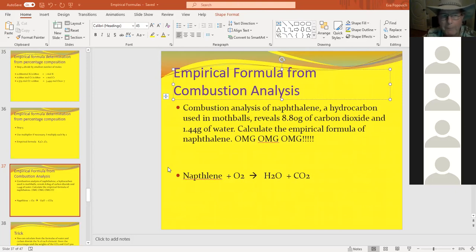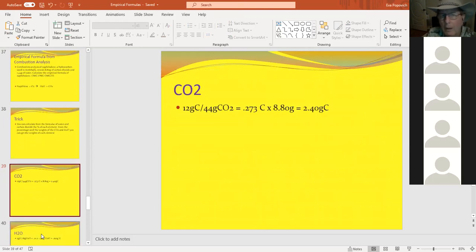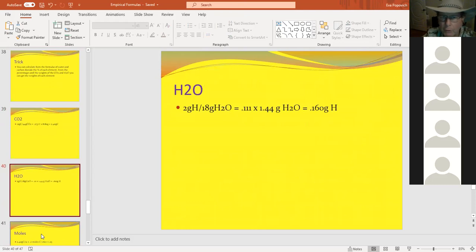Apply it to the 1.44 grams. I do it to the carbon. Carbon is actually about 27.3% in carbon dioxide. I multiply this by my 8.80 grams. This gives me 2.40 grams. I do my water. 2 divided by 18 is 11.1%. Multiply that by 1.44 grams. This gives me 0.160 grams of hydrogen. I now have my weights.